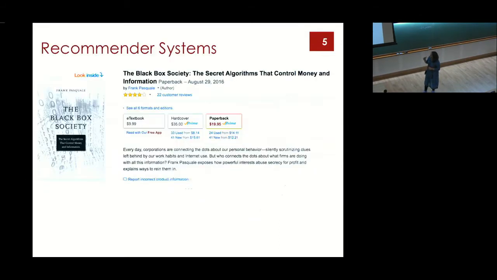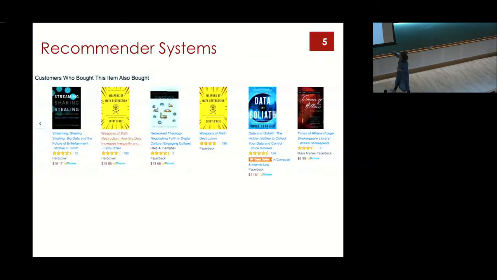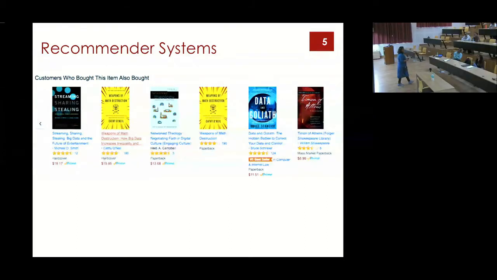When I go to Amazon and try to buy a book, as we all do, this was a very nice book on the black box society and how algorithms are controlling all the information about us. Amazon immediately threw many recommendations at me. It told me about Weapons of Math Destruction, which is a slightly lesser mathematical text, but it's not very good at this because it's showing that twice.